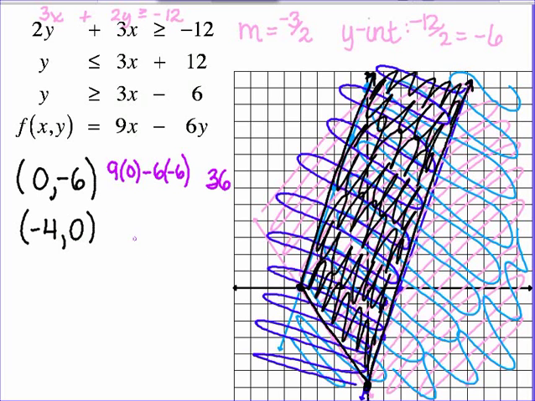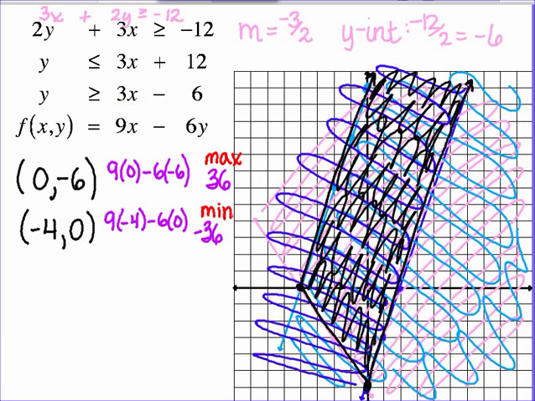Now I'm going to plug in 9 times negative 4 minus 6 times 0. What is this one? Negative 36. Now here's the problem. If you remember, in an unbounded region, I can only have a max or a min. I cannot have both. So now I need to figure out which one is the max. So do I have a max at 36? So is this a max? Or is this one a min?